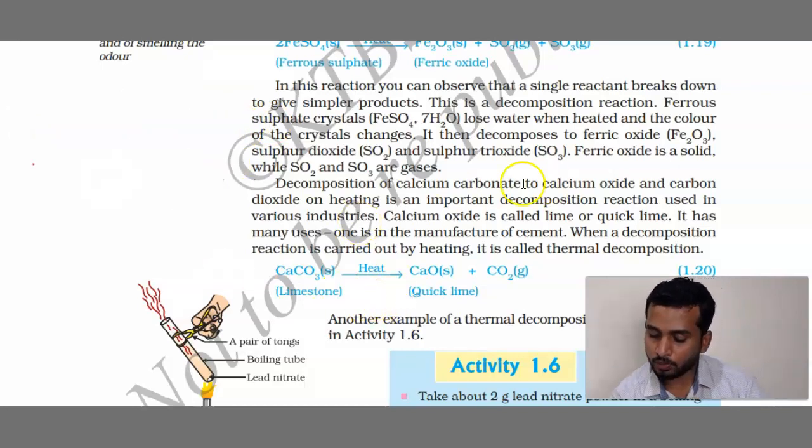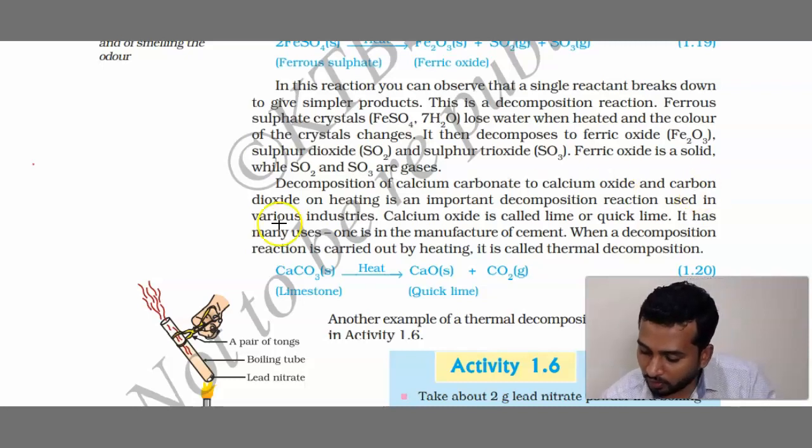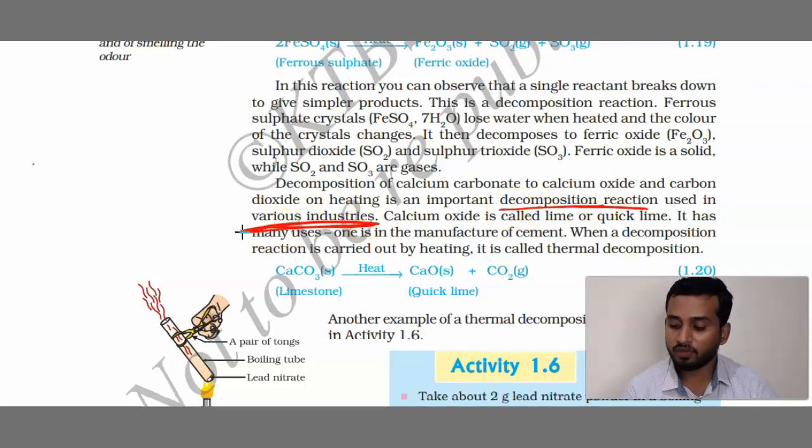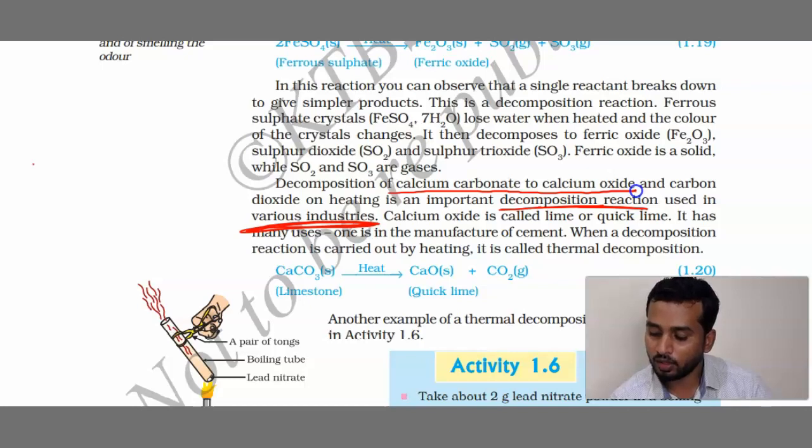Done. So decomposition of calcium carbonate to calcium oxide and carbon dioxide on heating is an important decomposition reaction used in various industries. This question is also very important. Which decomposition reaction is used in various industries, children? That is decomposition of calcium carbonate to calcium oxide and carbon dioxide on heating.